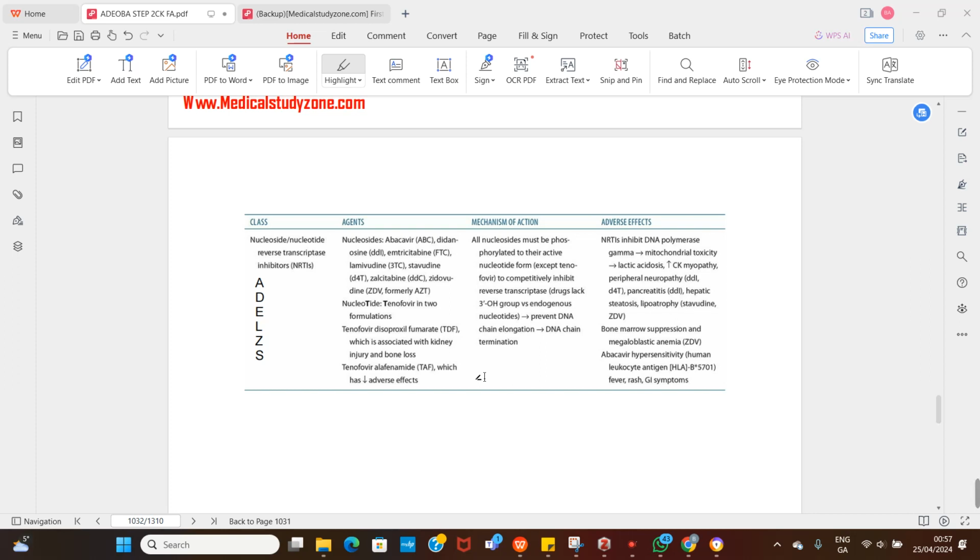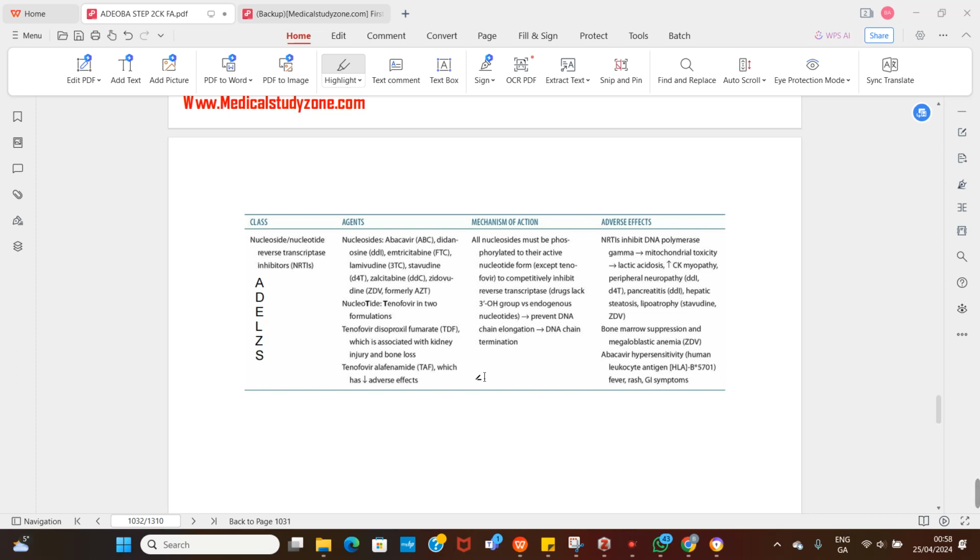But for the nucleosides, the ones with the S, you have to phosphorylate them to convert them to the nucleotide before they can act on the reverse transcriptase enzyme. So what do all of them lack? Sorry, I said all of them have the 3' OH group. I'm sorry for making that mistake. What I'm supposed to say is that all those drugs lack the 3' OH group.